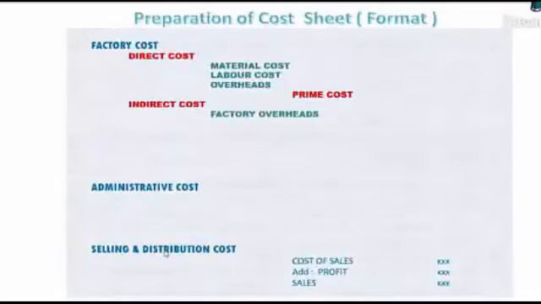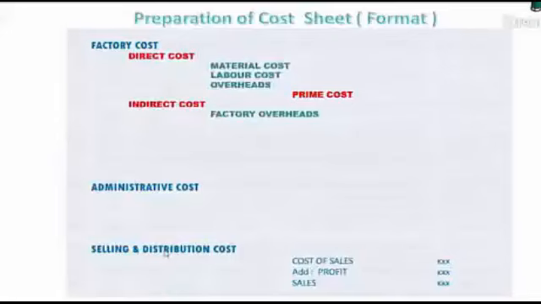Now we are talking about factory cost. This factory cost is broken up again into two parts, a direct cost and an indirect cost. This happens only in factory cost. We want to know what is the direct cost and indirect cost, because if you look at the administration, we do not have a classification there. We don't require it now. But for factory cost, we need to have the classification as direct cost and indirect cost.